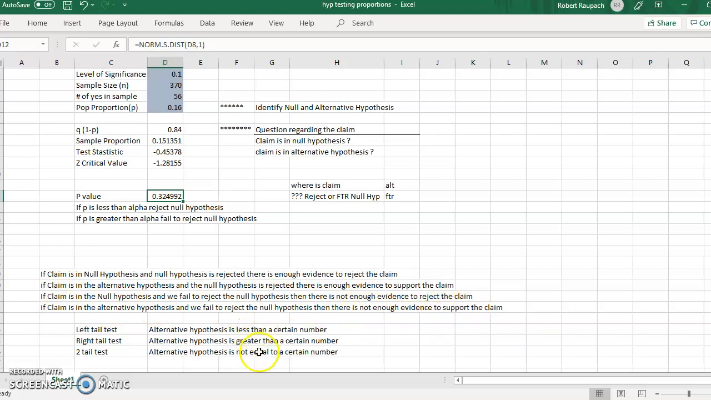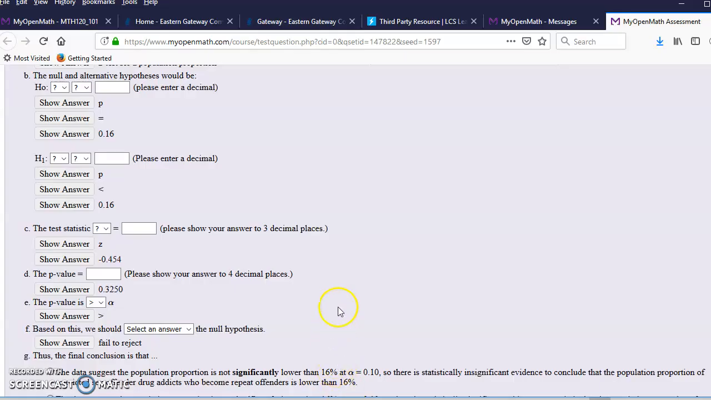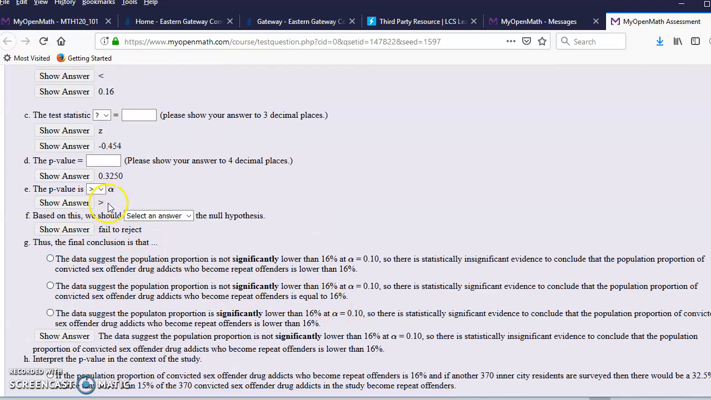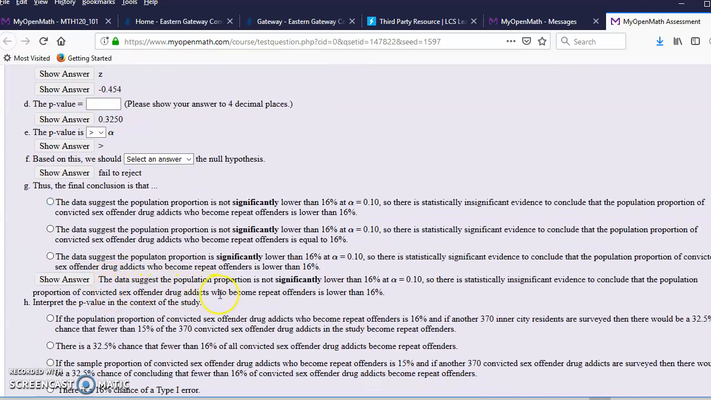And again, all this has to do with the Z critical value. The entire spreadsheet will accommodate both Z critical and using P versus alpha. This particular problem is P versus alpha. Not enough evidence to support the claim. So we fail to reject the null hypothesis, and the answer is here. I'll just let you read it. It's kind of long, and pause it if you want.